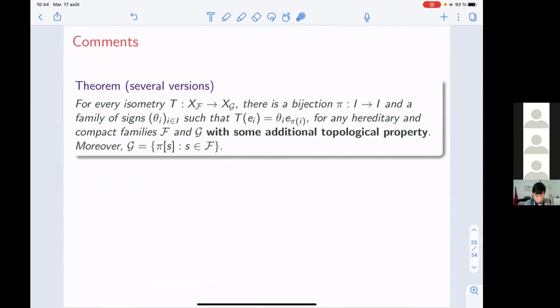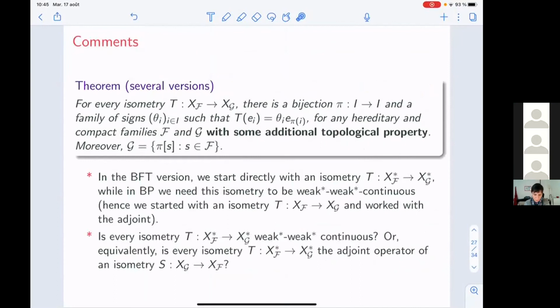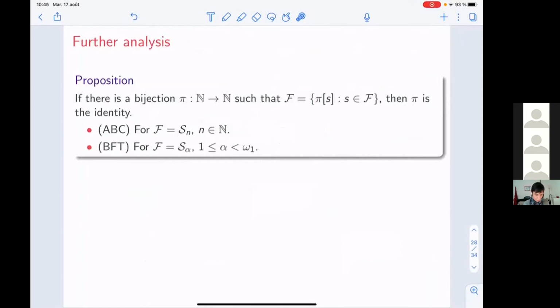Okay, and just a comment, in here I will put a question, and it might have a stupid answer, but I don't really know, so maybe someone in the audience can help me. So in the previous version, we can start directly with an isometry on the dual spaces. While with Claribet, we needed this isometry to be weak star continuous. So this is why we finally started with an isometry between the combinatorial spaces and then worked with the adjoint operator. But we don't know if this is just the same, right? If every isometry from the dual of a combinatorial space to the dual of a combinatorial space is always weak star continuous, or something like that. So if someone would know, please let me know at the end.